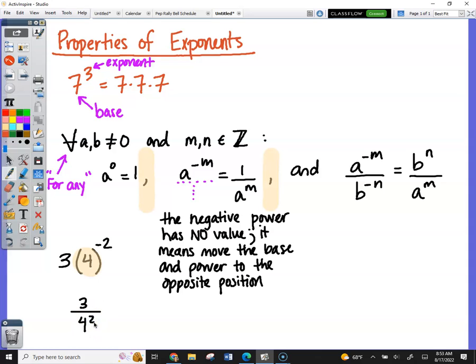Once you move it, you drop the negative, because the negative is there to say, hey, move this. And then the negative is gone. Just pay attention to what it's actually attached to. That's what moves. Okay?